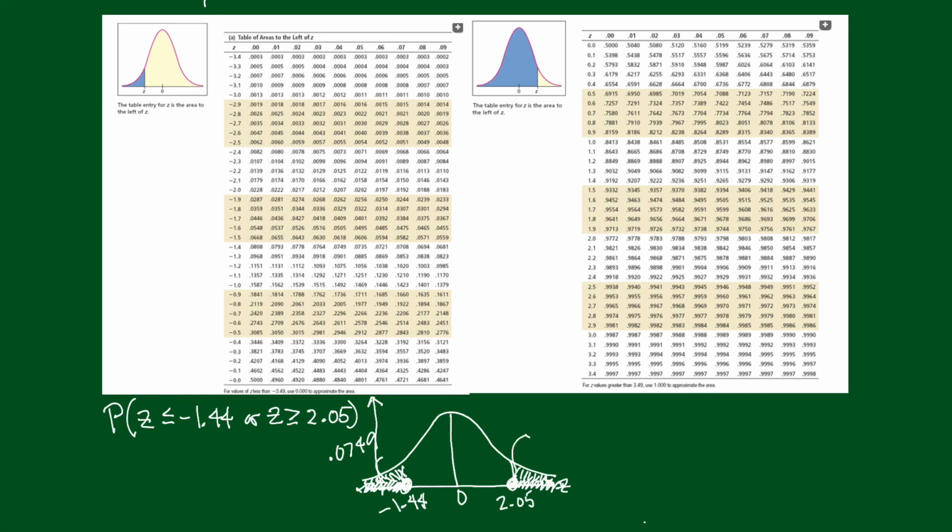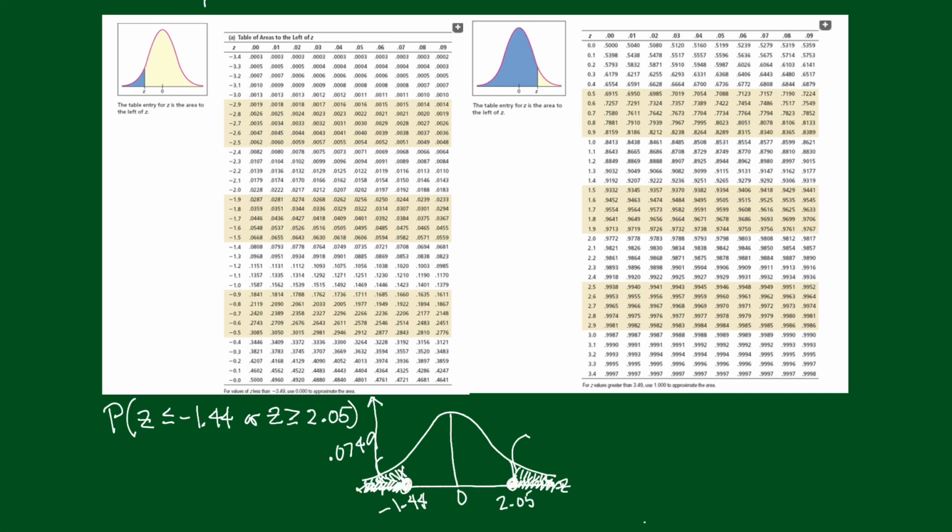Now we need to get this area. Now the table, you know how the table reads. The table reads from negative infinity all the way out here. Well, that's the opposite of what we want. So we're going to have to take what? 1, right? What's the area altogether? 1. And subtract off what we don't want, right? The whole thing is 1. Subtract off what you don't want. That leaves us with this.